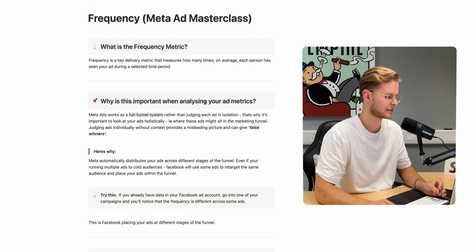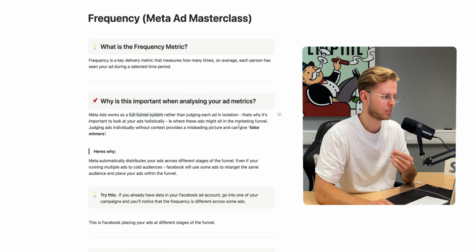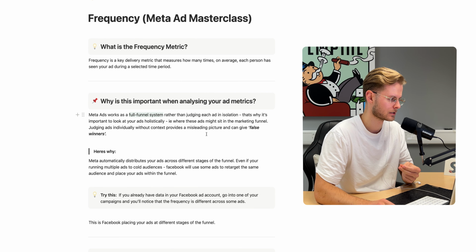Meta ads work as a full funnel system. Rather than judging your ad in isolation, which many of you might already be doing, it's important to look at your ads more holistically, where your ads might be sitting in the marketing funnel. If you're judging your ads individually and not using this metric, it is going to provide you with a misleading picture and give you false winners.